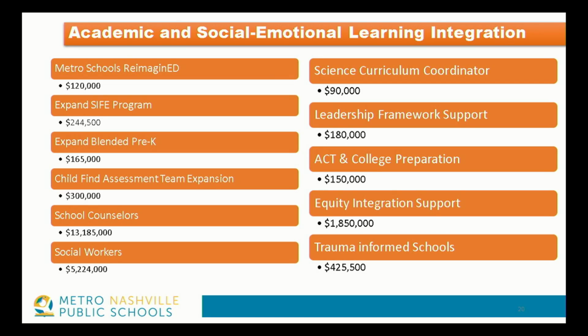Due to the growing population of new Americans, we need additional SIFE support, particularly in the Antioch area. Expanding our blended pre-K. This would be to expand our blended pre-K program in the Southeast to support exceptional and general education students. Child Find, to increase the capacity of our assessment team to provide required intake services for students and families. An investment in school counselors.